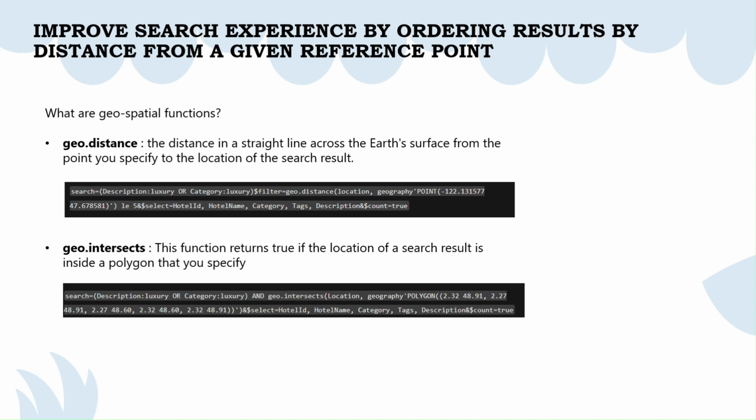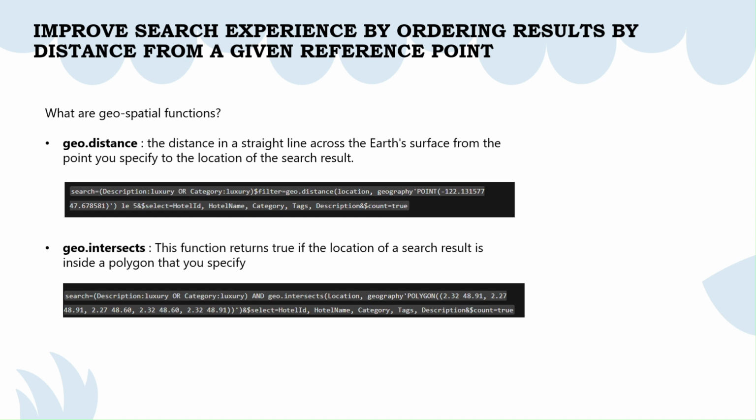To help with this, Azure AI Search provides two main geospatial functions that you can use in your queries. The first one is geo distance. This function helps you calculate the distance in a straight line across the Earth's surface from a specific point to the location of the search result. So if you are looking for a coffee shop, it will return the closest one to you based on the distance.